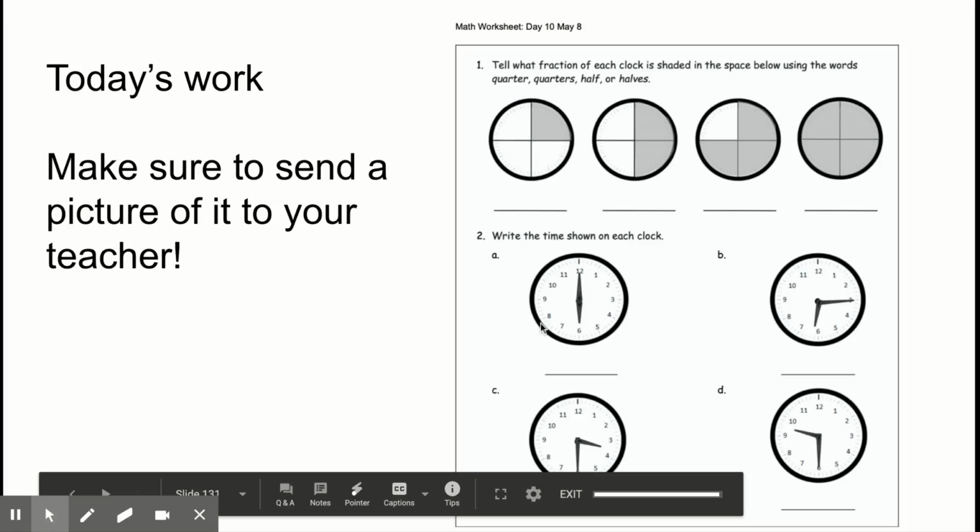Then you'll write the time shown on each clock. There are 4 times shown, so write the time that you see there. It doesn't matter if it's PM or AM for these. When you're done, take a picture and send it to your teachers. We can't wait to see your work today.